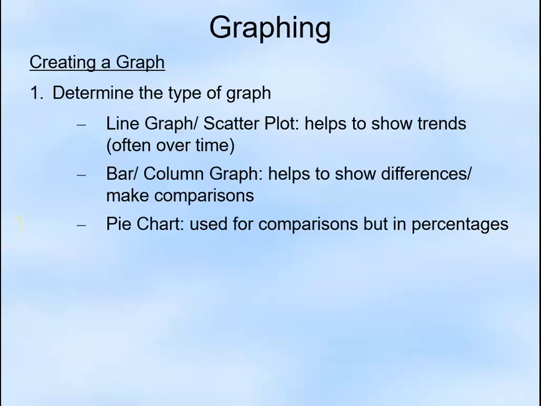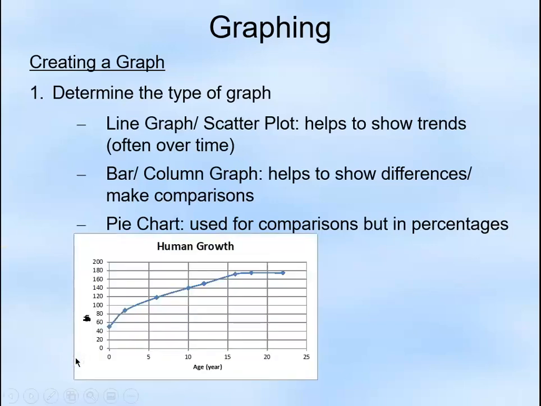Okay, so here is an example of a line graph. Okay, so we are looking at human growth on this line graph. So on the x-axis, which is the horizontal axis, we have age in years, so that's time passing by. And then on the y-axis, which is the vertical axis, we have length.